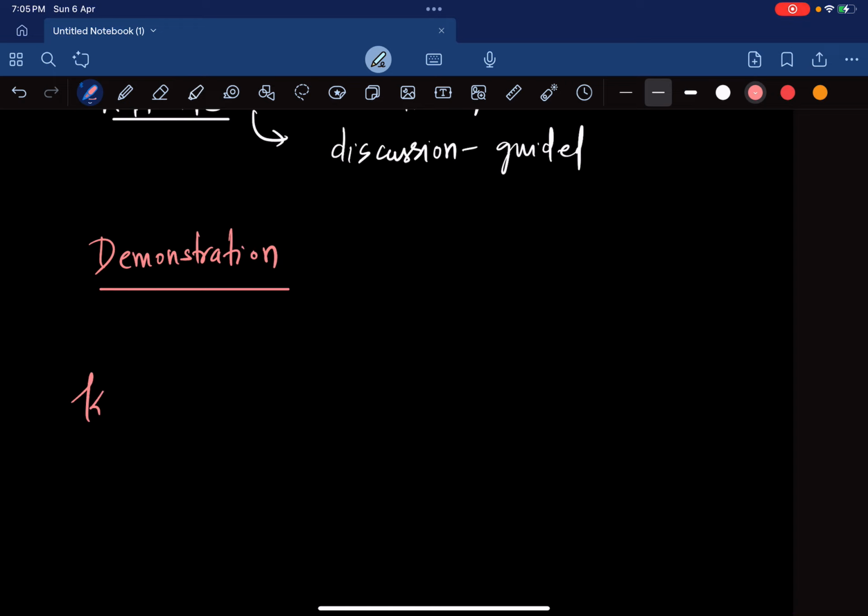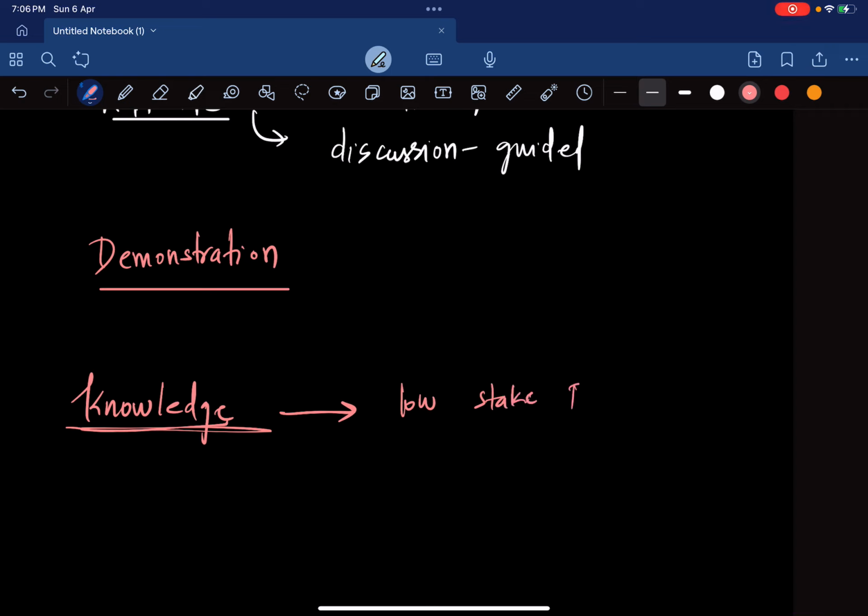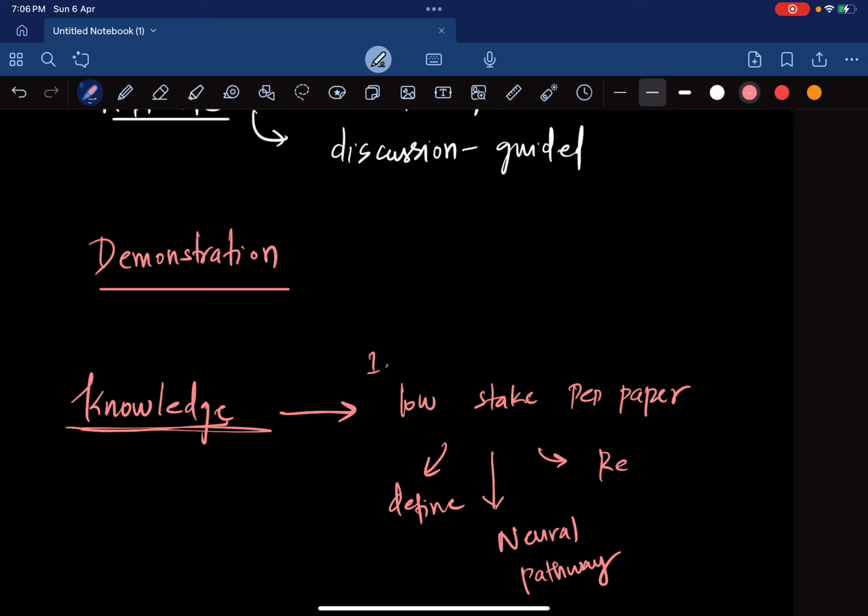To see if the student has acquired enough knowledge regarding addiction, I'd probably start by asking them to take a low stakes pen and paper test, asking them to define addiction, asking them about the neural pathways that are activated during addiction, or asking them the reason behind a particular behavior in addiction.